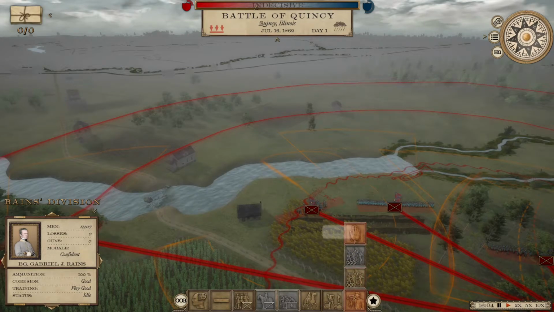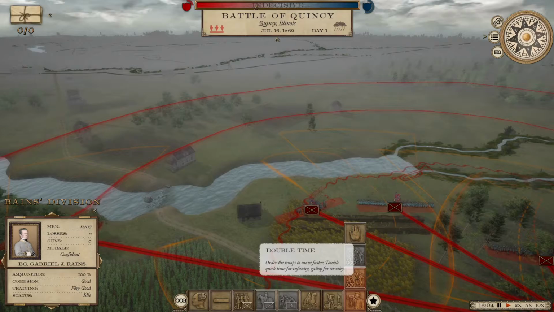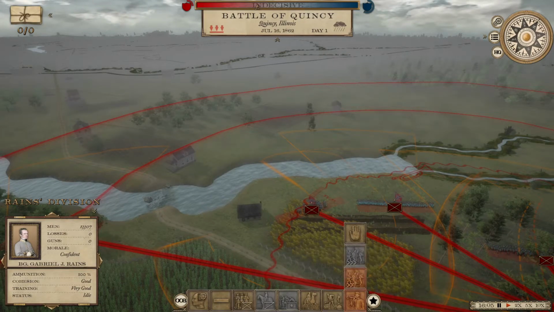We see that in addition to the halt order, you can order them to double time. And again, they'll tell you what that does. That's something I should use more. I've started using forced march more in campaign. I think maybe in battle I should start doing that to arrive a little bit quicker.